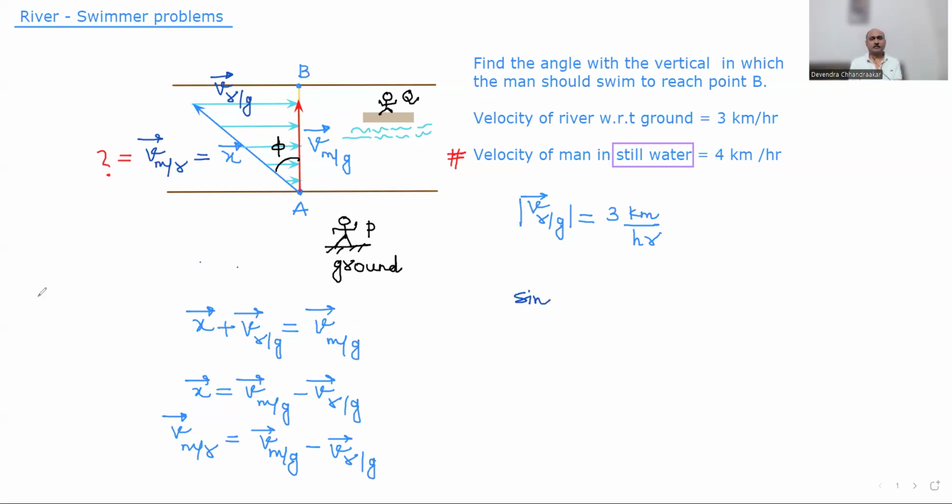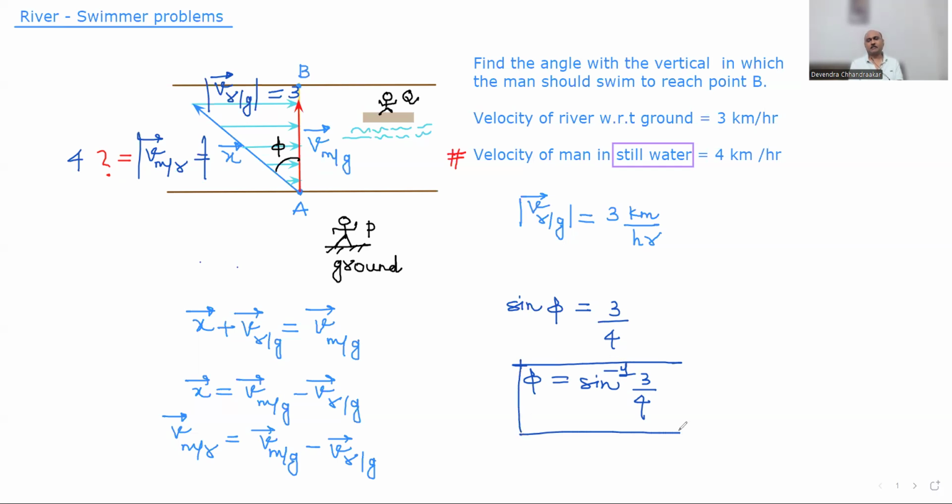So now we have sine phi as magnitude of VRG, which is how much? 3. Magnitude of VMR is how much? 4. So it's 3 over 4, or phi is sine inverse of 3 by 4. Units are same, kilometers per hour, so I am not writing units here. So this is the angle at which the man should swim to reach point B. ठीक है, नोट करिए इसको.